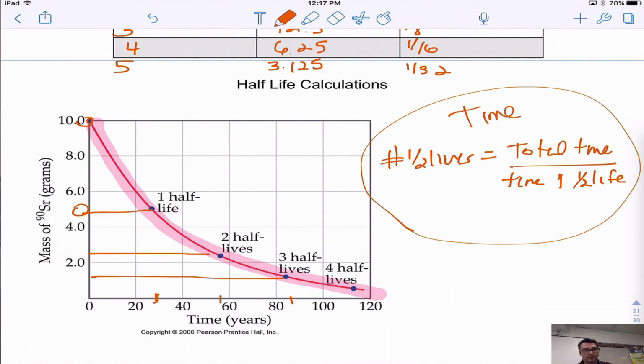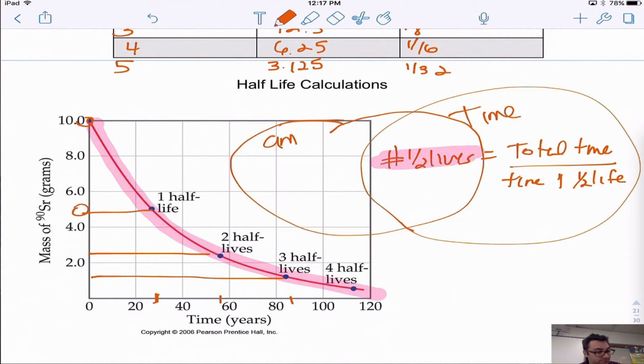And as far as the amounts are concerned, once I know the number of half-lives, I can use those half-lives to find the amount. So let's say that I went through 3 half-lives and I started at 10 grams. I would go through 1 half-life, that would give me 5 grams. That would be 2 half-lives, 2.5 grams, and then 3 half-lives, 1.25 grams.